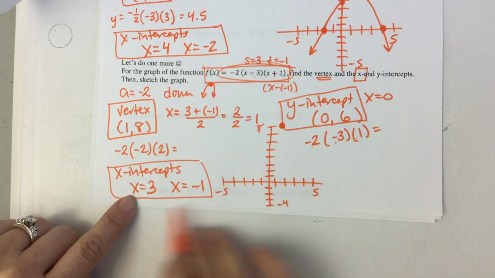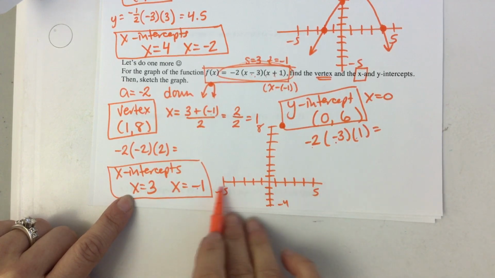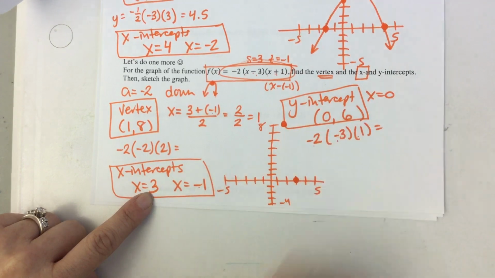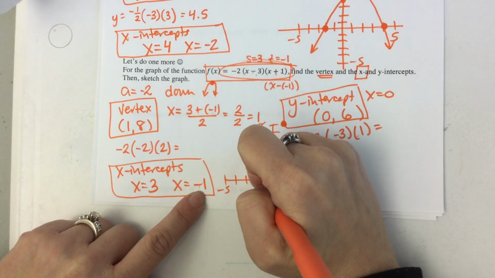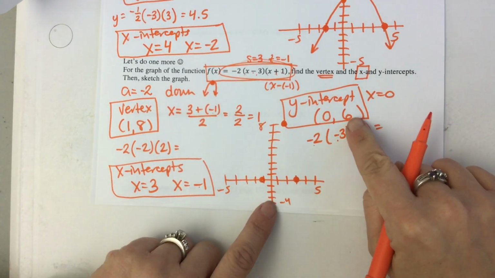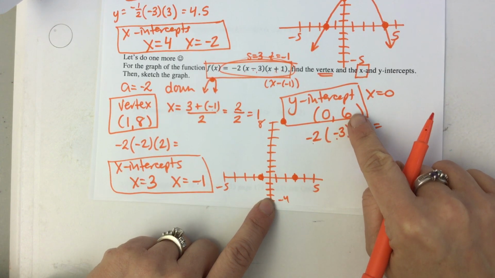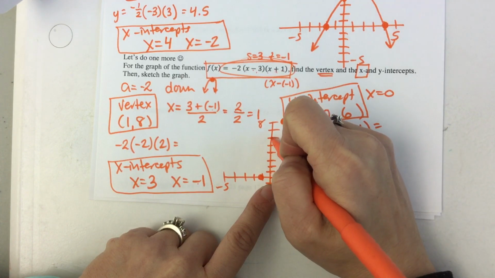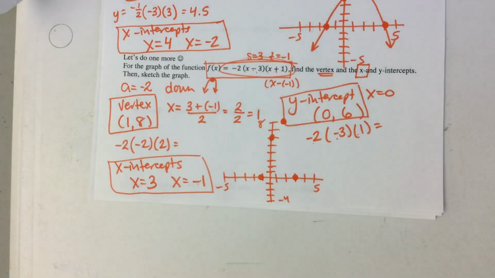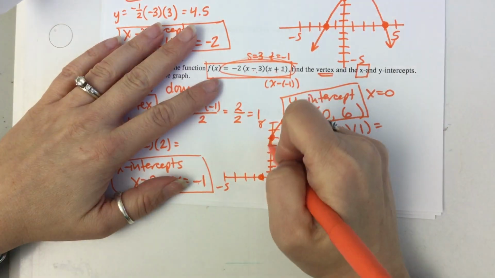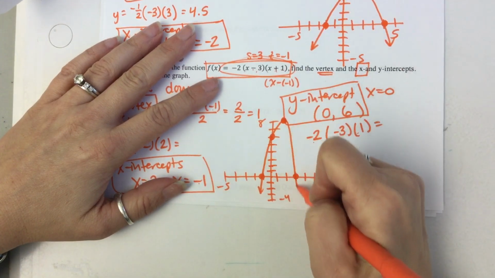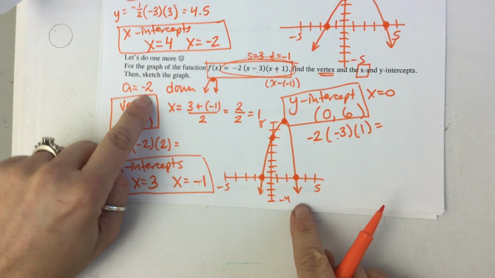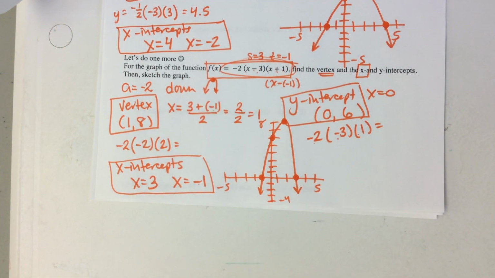My x-intercepts, these are the points on the x-axis. This is +3, so I go to the right 3. This is -1, so I go to the left 1. Your y-intercept, this is where the graph is going to cross the y-axis. So I stay at 0, go up 1, 2, 3, 4, 5, 6. There, that's enough points. When I go ahead and connect these, I can definitely see the parabola. At the beginning, we said because A had a negative value, the parabola should open down, and it did.